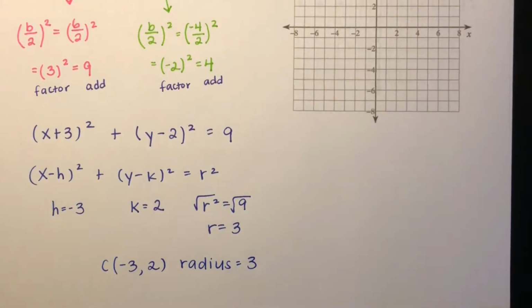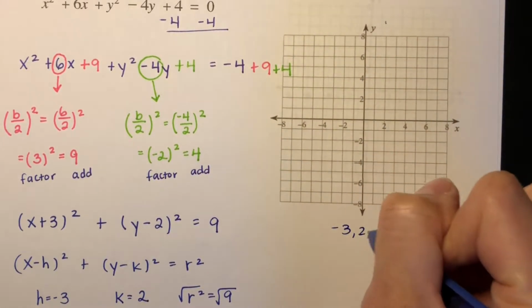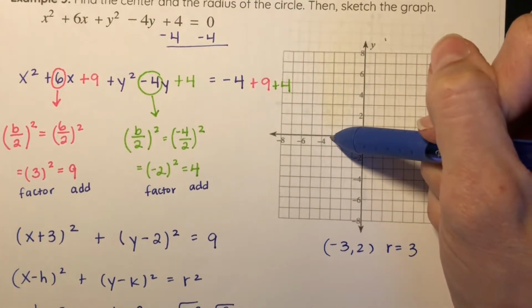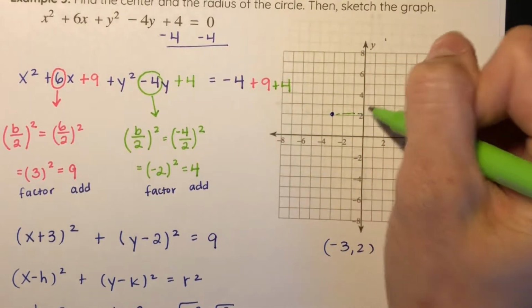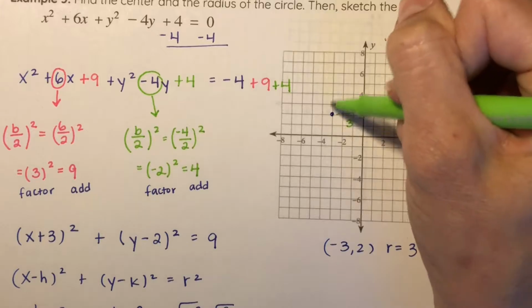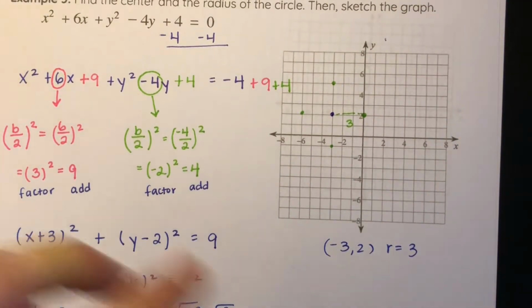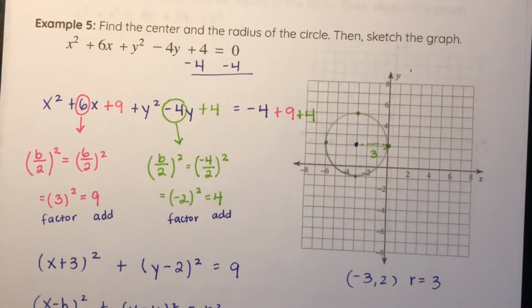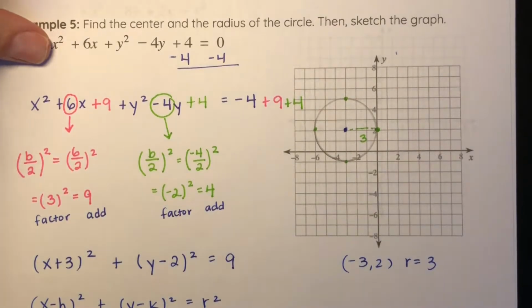Now I have enough information to graph, so I can go back here: -3, 2, and my radius is 3. I plot -3, 2, and then I go 3 units out in either direction. So that would be 3 units up, 3 left, 3 right, and 3 down. Then I will draw my circle. All right, so I have completed the square, I have identified my center and my radius. So this question is complete.